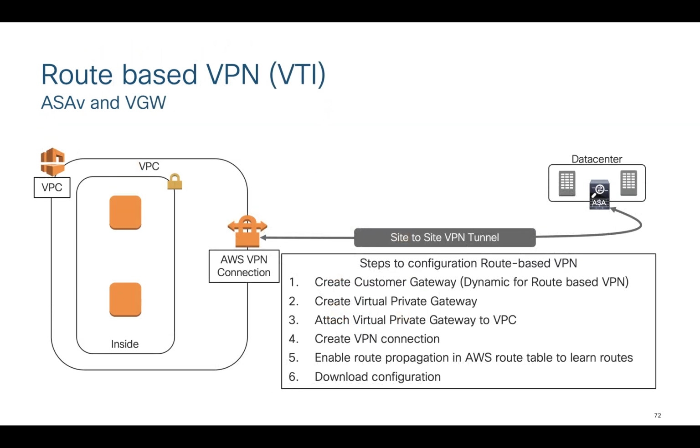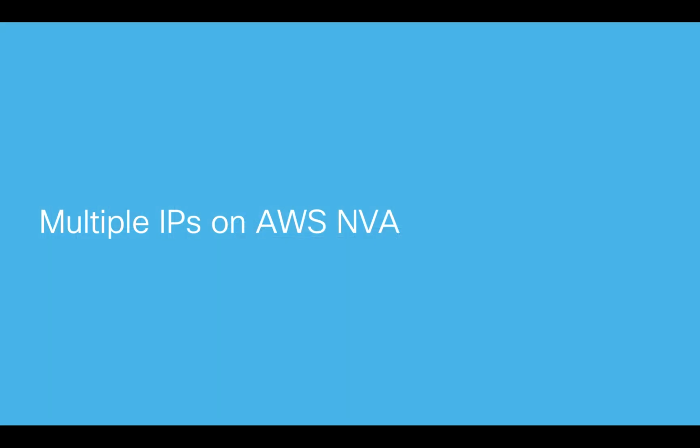If you have ASA at your data center and you want to use native VPN connection in AWS, you can do that as well. You can form site-to-site VPN tunnel using route-based VPN, and you can enable that. So there is a complete video on the YouTube channel how to do it. Kindly refer to that for detailed information.